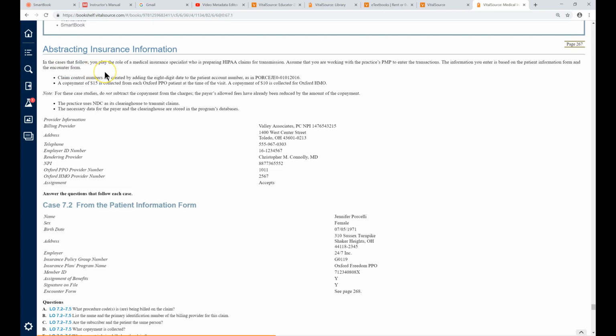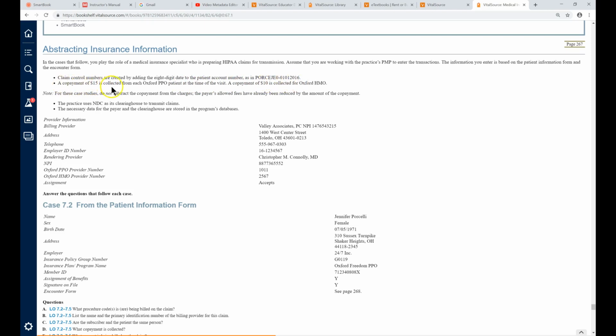In the case that follows, you will play the role of a medical insurance specialist preparing HIPAA claim forms for transmission. So assume that you're working with the practice's PMP to enter the transactions. The information you enter is based on the patient information form and the encounter form. So here you have the basic information. Claim control numbers are created by adding 8-digit date to the patient account number. So this is what you would do.